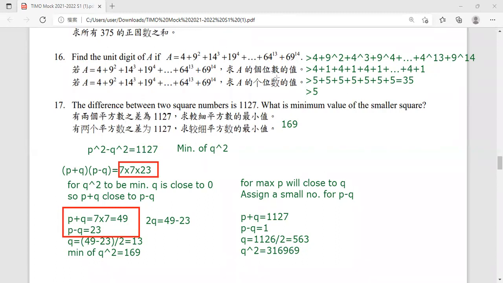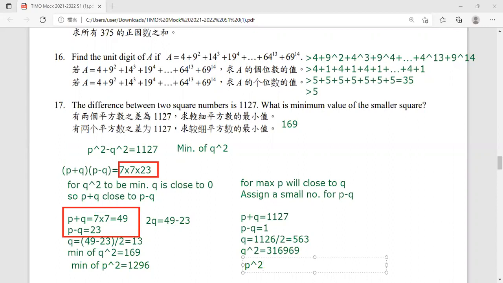Actually, for this, someone asked me how to find the minimum and maximum value for the biggest square. Actually, it's the same as this one. In this case, this is also minimum of p squared, we will equal 1. And this is also maximum of p squared.